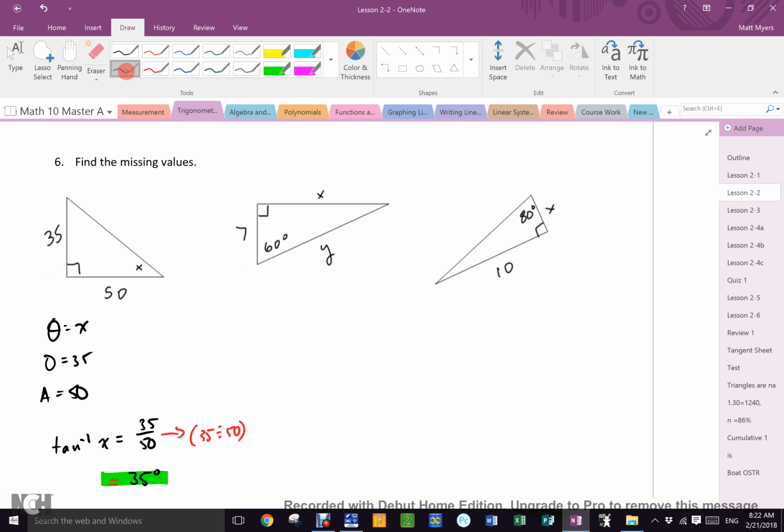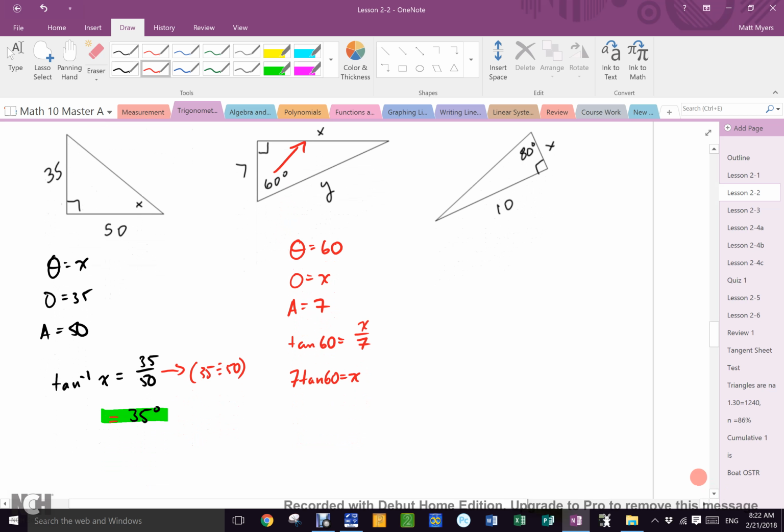In this one, I had a theta of 60. X was opposite. Adjacent was 7. So tan 60 equaled x over 7. Numbers on the bottom. 7 times tan 60 gives me x. 12.12 was x. Once I have 12.12, how do I find y?